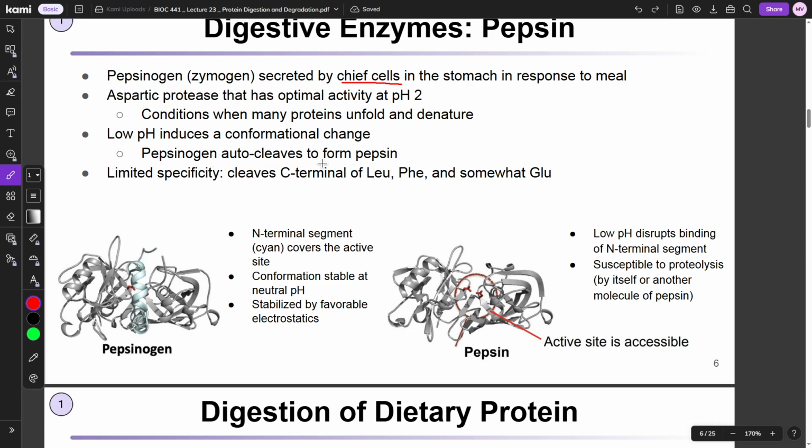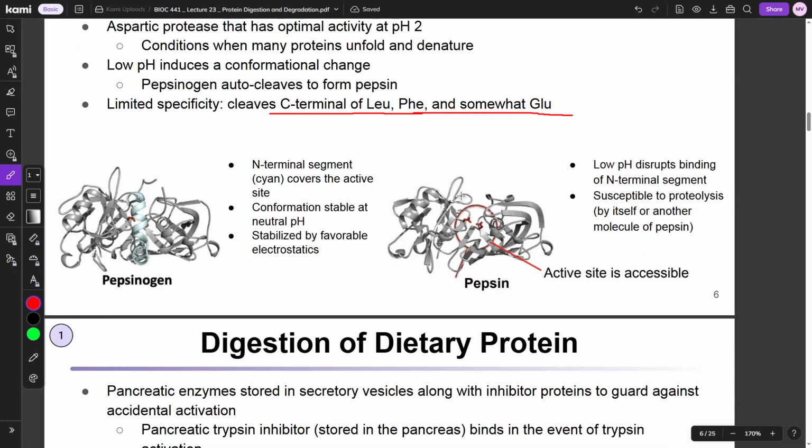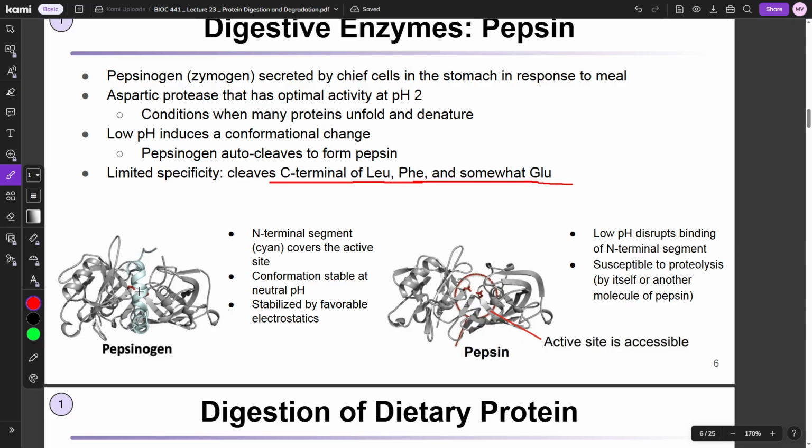And this thing has very limited specificity, though. So it cleaves C-terminals of leucine, phenylalanine, and somewhat of glutamate. So, yeah, this segment covers the active site, which is the N-terminal segment. And it's stable at a neutral pH and stabilized by electrostatics.